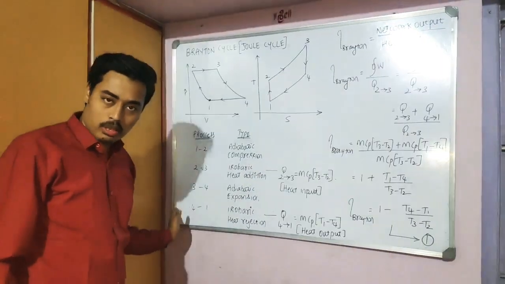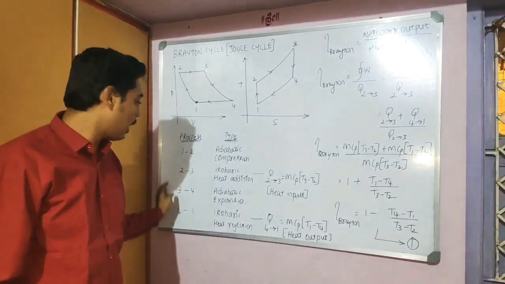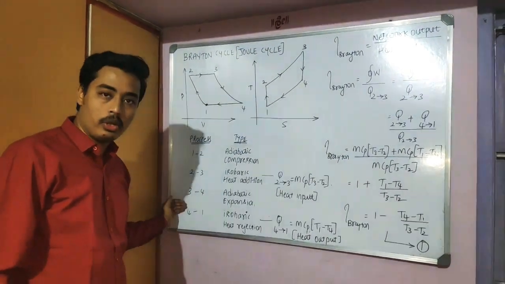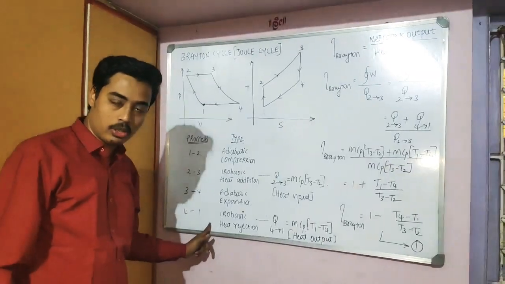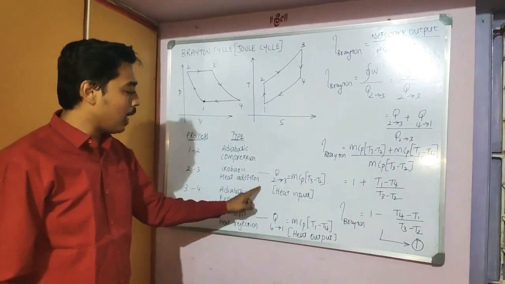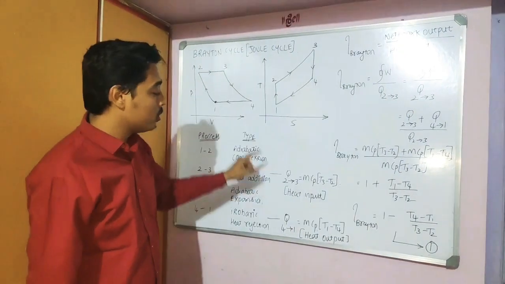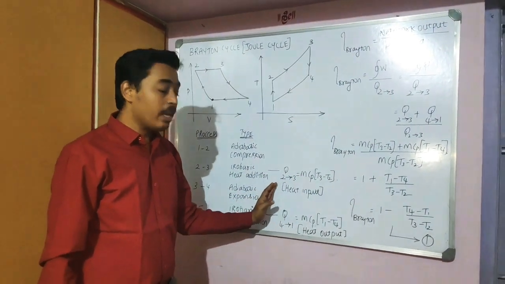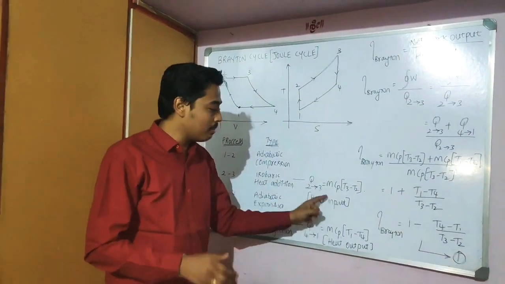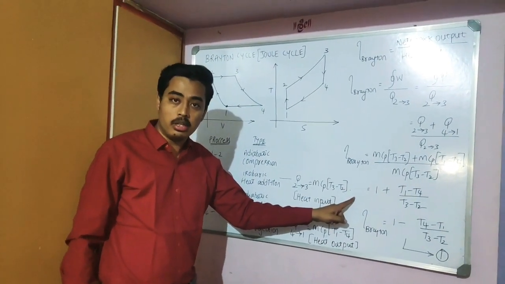So just list out the table as you have done in the previous class. Just process 1 to 2, 2 to 3, 3 to 4 and 4 to 1, and what are the types of the processes. It is enough to write what is the heat input. So generally we are adding heat in 2 to 3, right? So 2 to 3 is isobaric heat addition, so it is mCp (T3 minus T2).